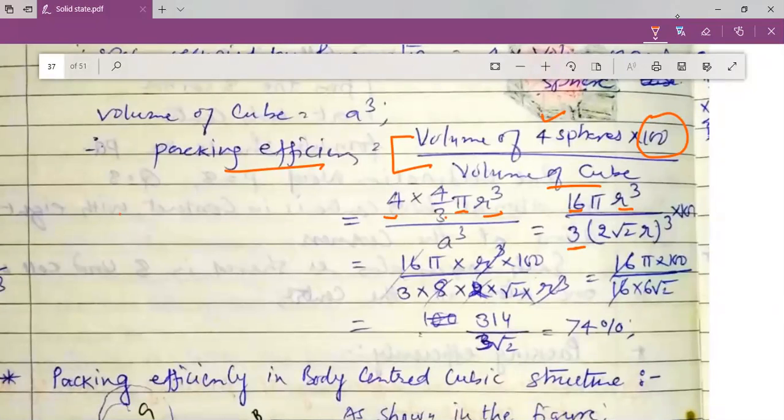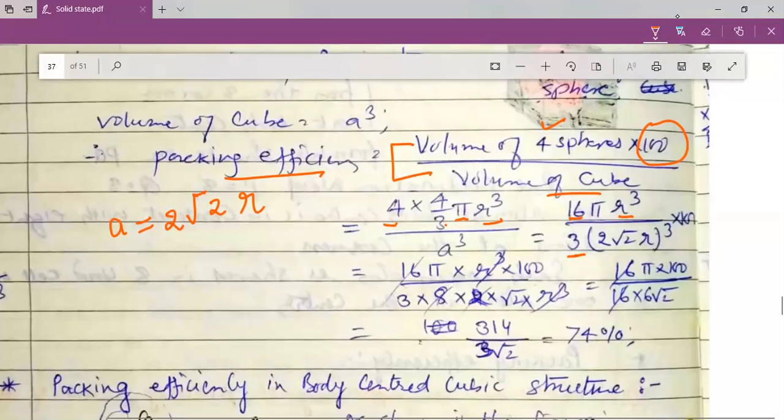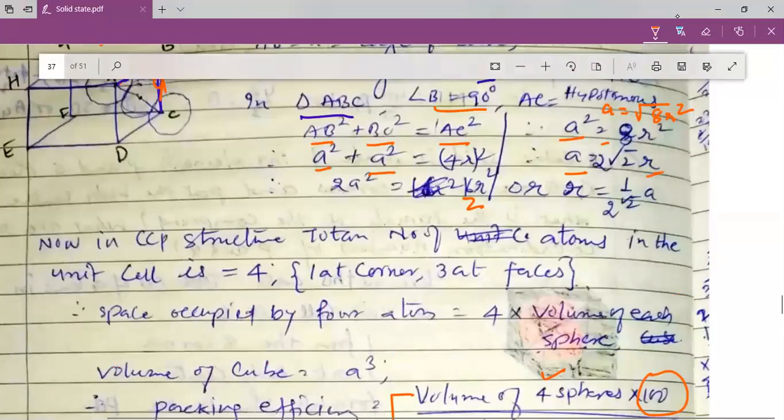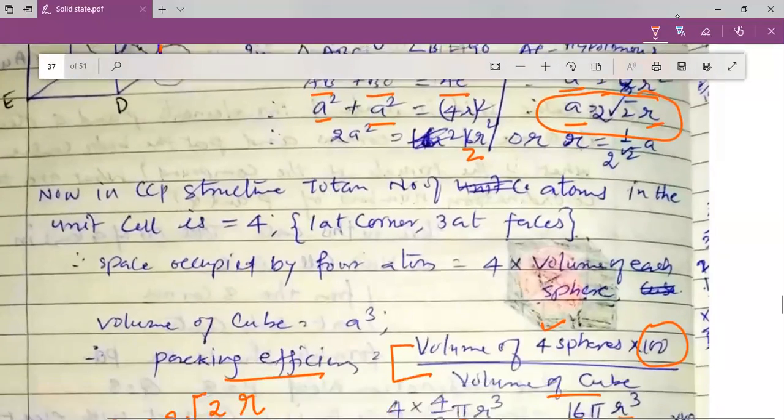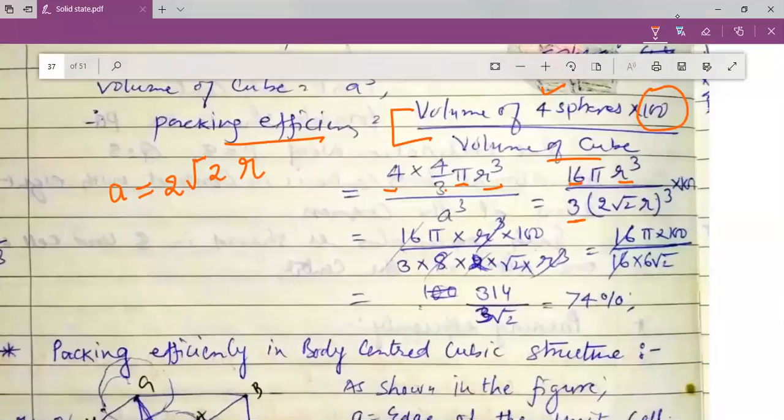And we know, my dear students, that a is equal to 2 root 2 r. We have already derived this relationship, that a is equal to 2 root 2 r. So by using this relation, we will put 2 root 2 r instead of a, which has the power of 3, and here we have the number 100.